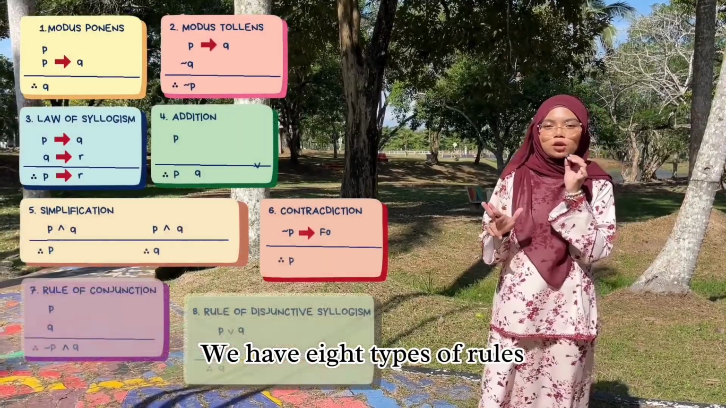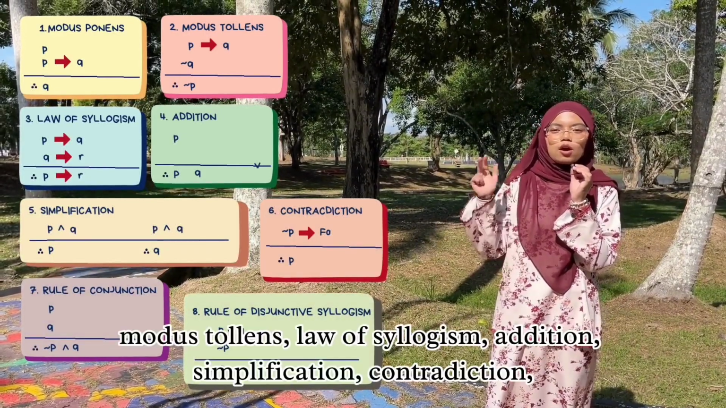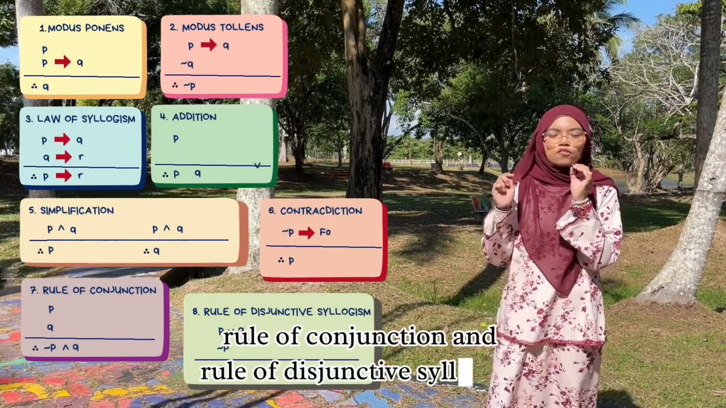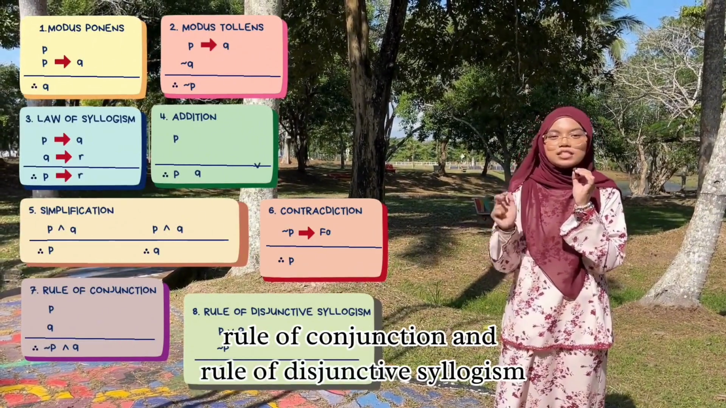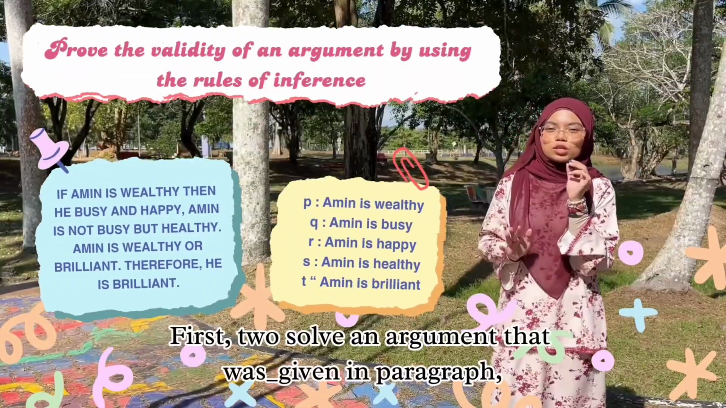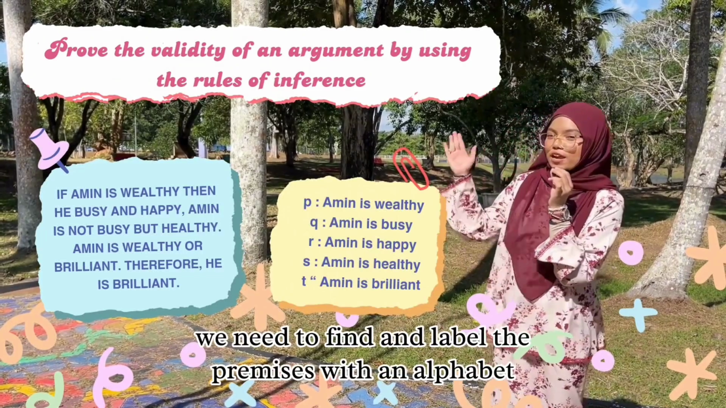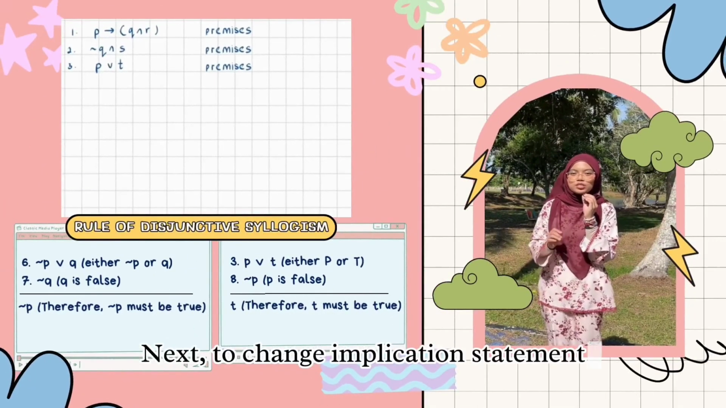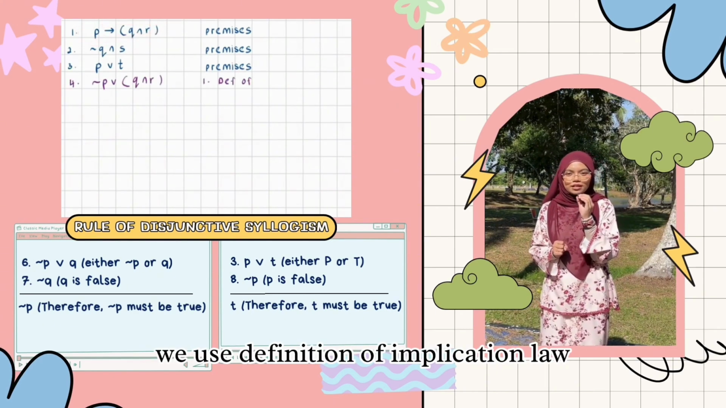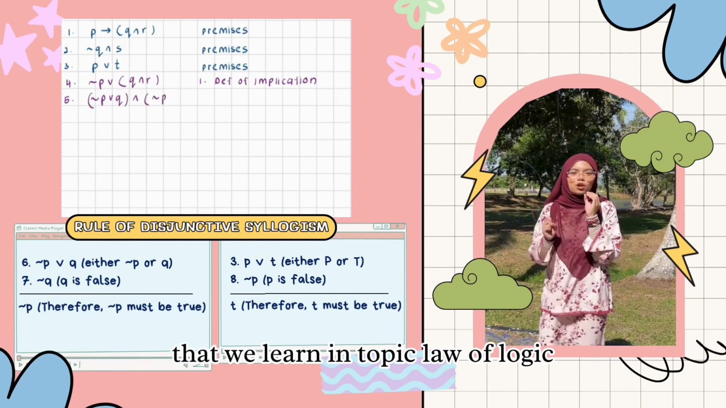We have 8 types of rules that we usually use, which is modus ponens, modus tollens, law of syllogism, addition, simplification, contradiction, rule of conjunction, rule of disjunctive syllogism. Okay, let's do 2 examples of question. First, to solve an argument that was given in paragraph, we need to find and label the premises with an alphabet. Next, to change implication statement from the first premises, we use definition of implication law. Then, we expand the statement using distributive law that we learned in topic law of logic.